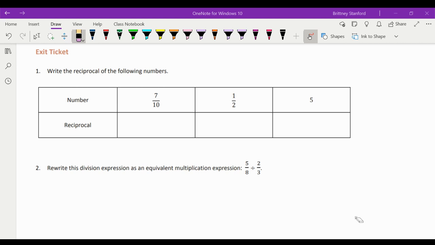So if we remember, the reciprocal of a fraction is when the numerator becomes the denominator and the denominator becomes the numerator. And as a refresher here, the numerator is always the top number. It's the parts out of the whole, and the denominator is the bottom number, and it is how many pieces make up the whole.